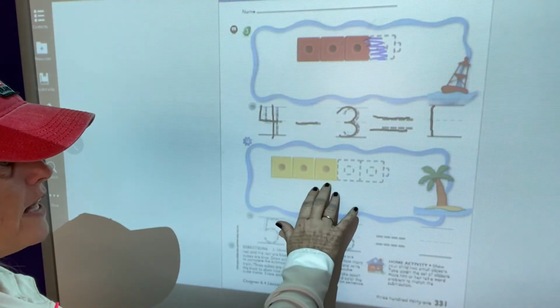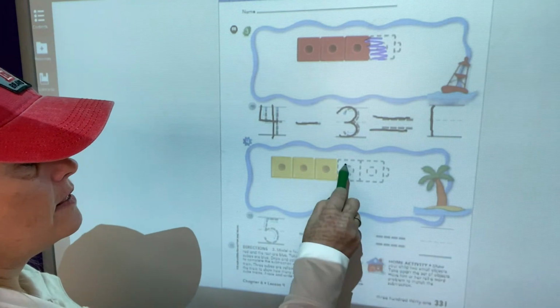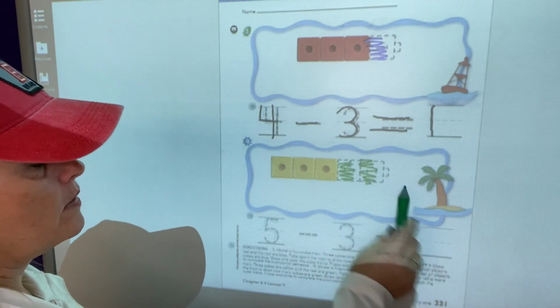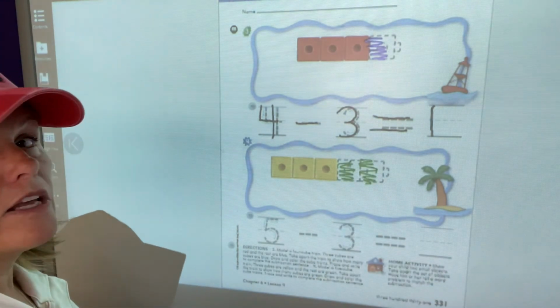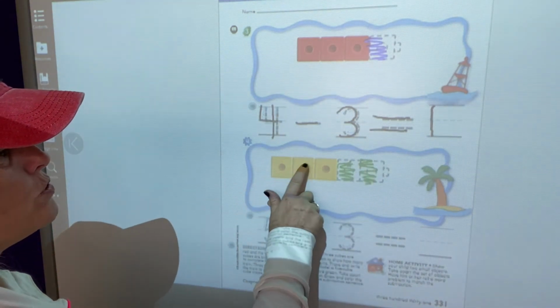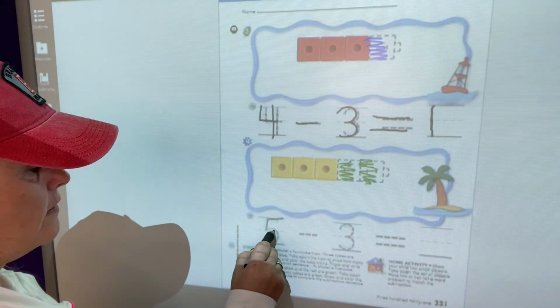There are 3 yellows. Could you color those last 2 green for me, please? Go ahead and color those in green real quick. Now, how many cubes are we starting with? 3, 4, 5. 1, 2, 3, 4, 5. So let's trace our 5 down here.